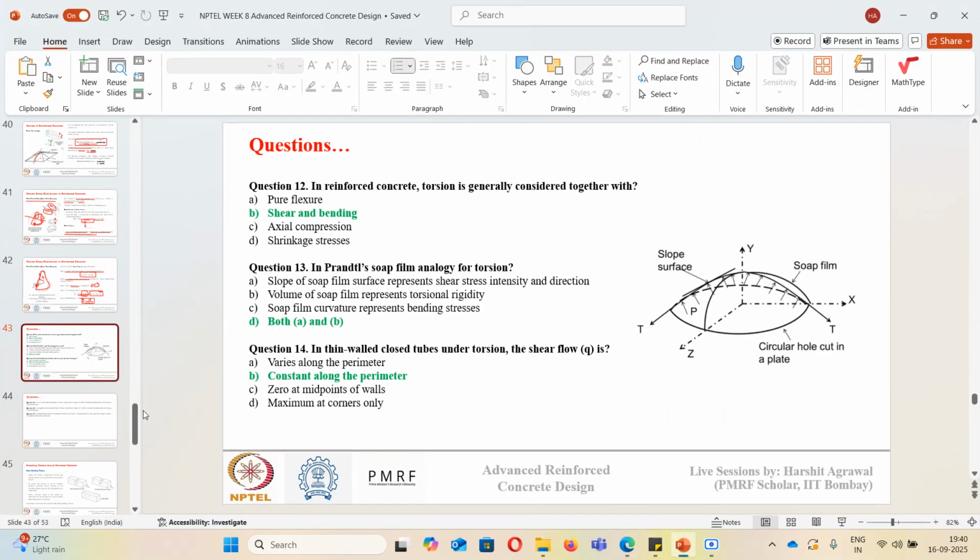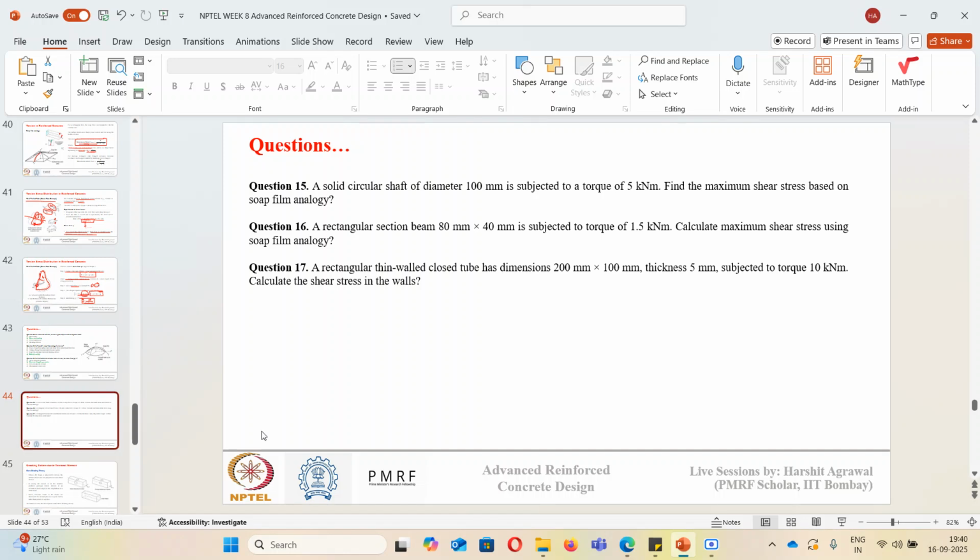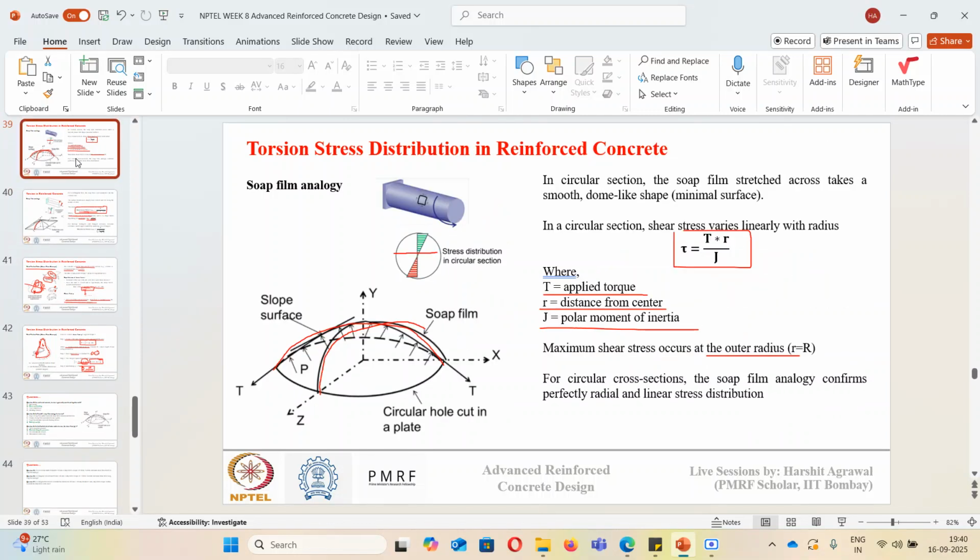So I have three numericals here, very small numericals that I won't discuss with you right now, but I will just keep them here so that you can solve on your own. These are very simple numericals where you need to use the formulas that we have seen. In the first question, for a circular shaft, torque is given and you need the maximum shear stress. So how will you calculate maximum shear stress using this formula?